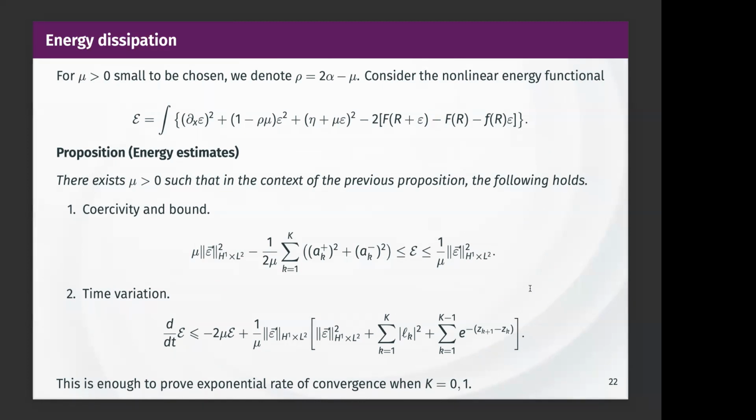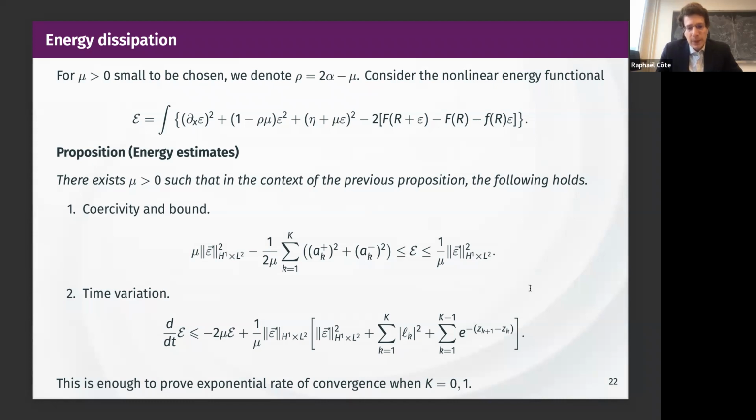So the first thing you have to do is try and decouple what happens for the epsilon and what happens to the zk. And when you try and understand what happens to the epsilon, the infinite dimensional part, of course, what you will try and use is the damping, but the damping gives you only information on eta. And the first thing you have to do is to cook up a new nonlinear energy functional that will tell you that both eta and epsilon are damped.